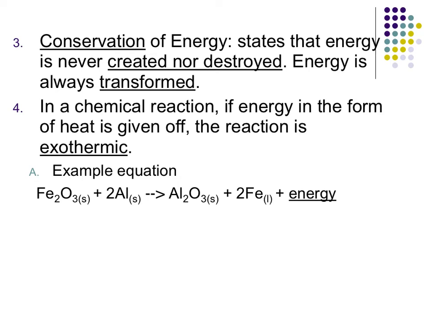So if we have this energy stored in chemical bonds and we have our reactants that have a certain amount of energy stored in their bonds, and they rearrange and form products with lower amounts of energy in the bonds, then that energy has to go somewhere. So often it'll be released as heat. We call this an exothermic reaction. So when we have an exothermic reaction, energy is always going to be on the product side of the chemical equation.